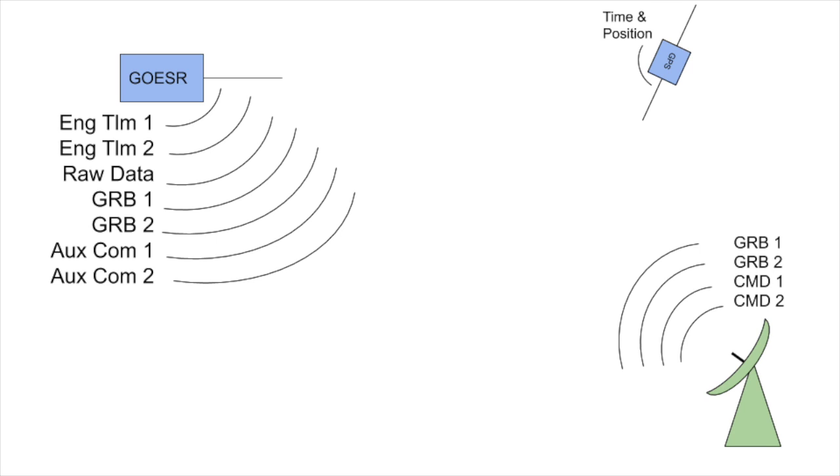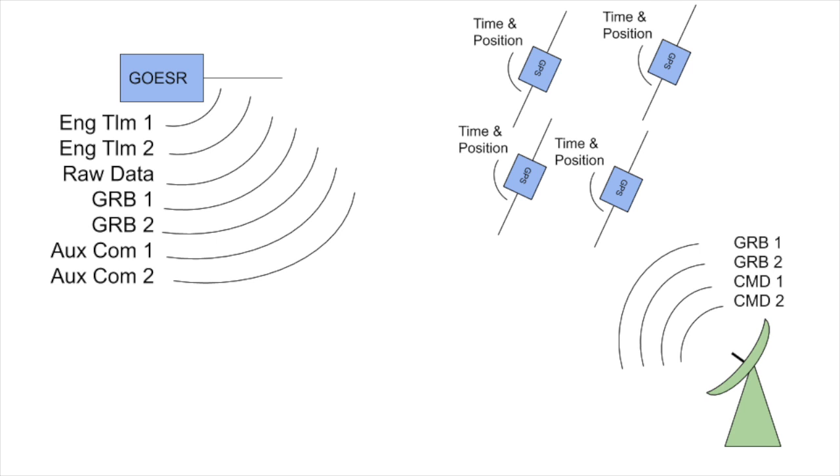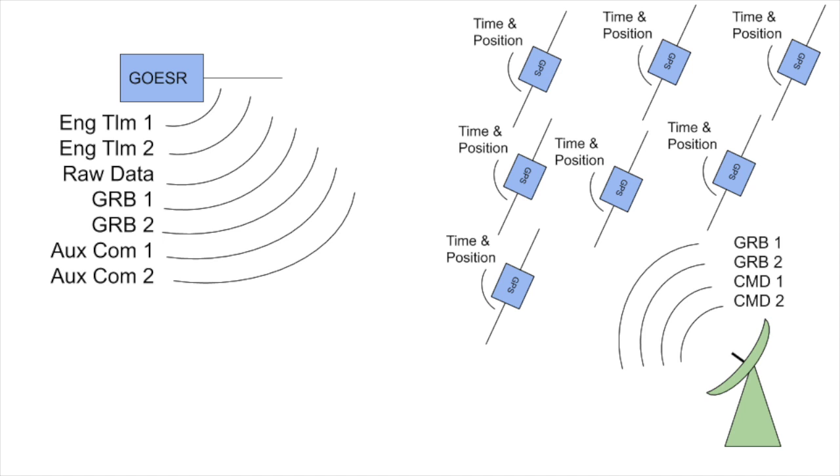GOES-R is constantly listening for any signals it can see from the GPS constellation. Just like your phone, GOES-R uses the GPS satellites in order to determine its own time and position in space. In order to do this, though, it has to be able to see a minimum of 4 GPS satellites. Realistically, GOES-R can see something like upwards of 7 GPS satellites at any one time.